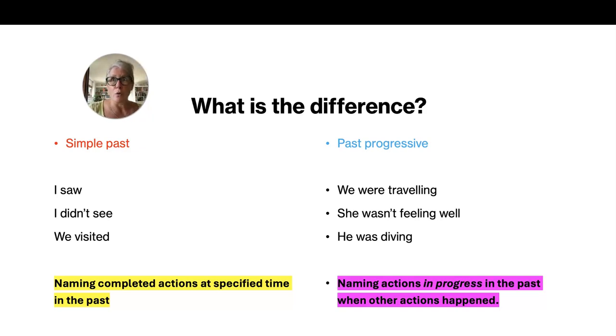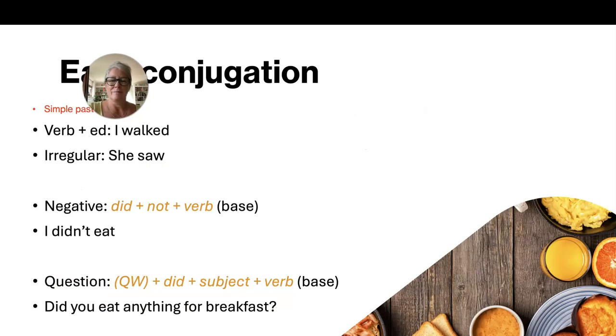My alarm clock rang at 6 o'clock. I got up. I fed the cats. I had a shower. I ate my breakfast, etc. Past progressive is that you name actions that are in progress in the past when the other actions happened. So while I was having my shower, my husband made the bed. So when I was eating my breakfast, my cats got into a fight.